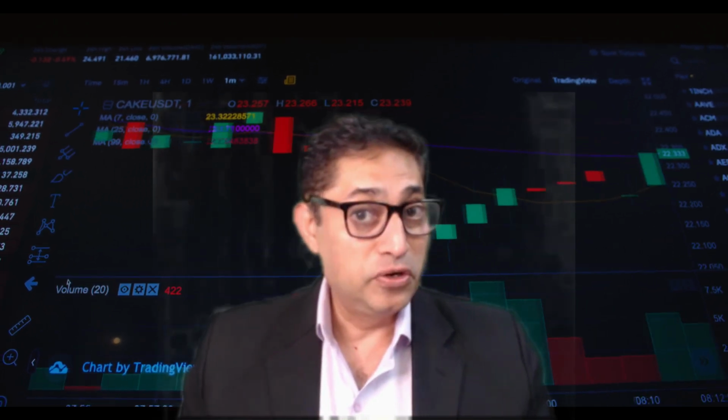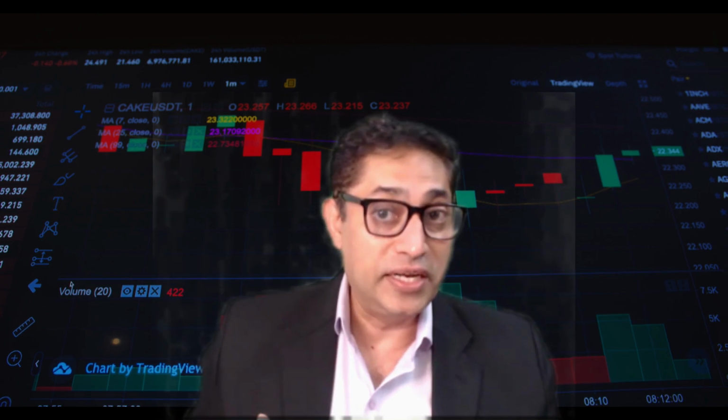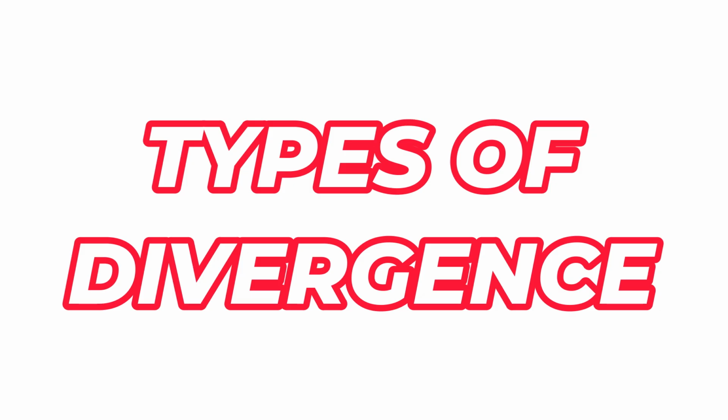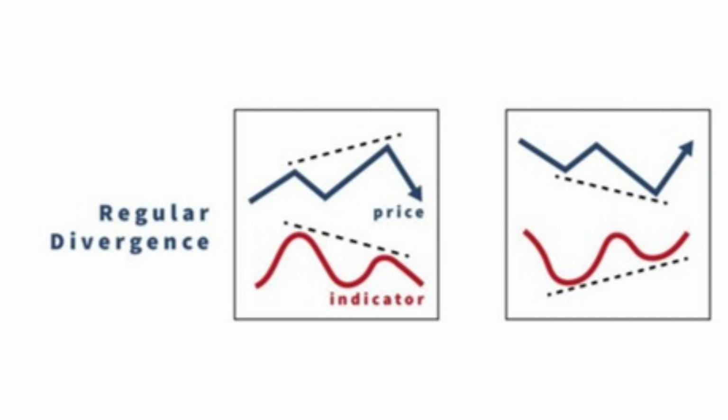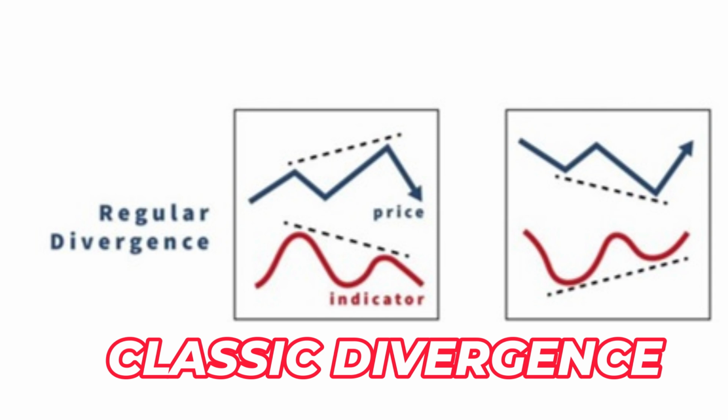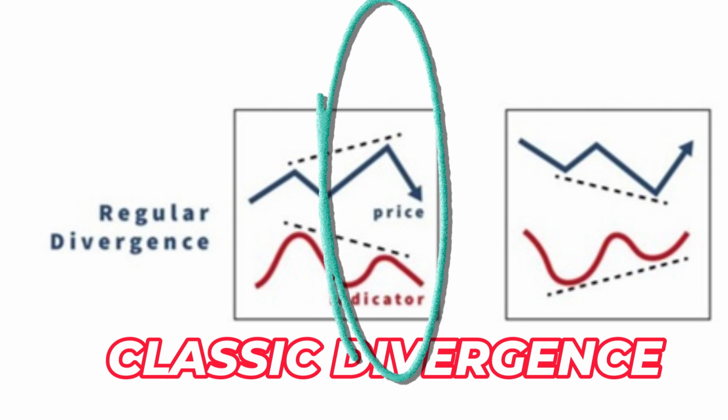Before we go ahead to the simulation, I also want to tell you there are different kinds of divergence. The first type of divergence is called the regular divergence. People also call it the classic divergence. This is normally found on the extreme top and extreme bottom of the charts. And this is how it looks. You can see that the price is making a higher high, but the RSI is making a lower high.